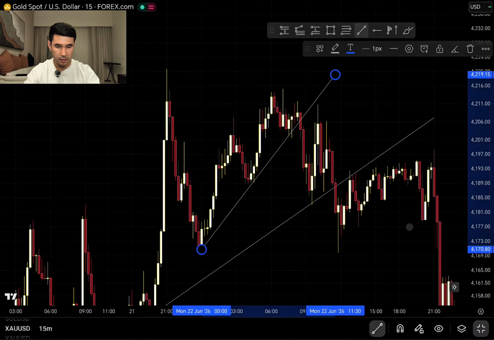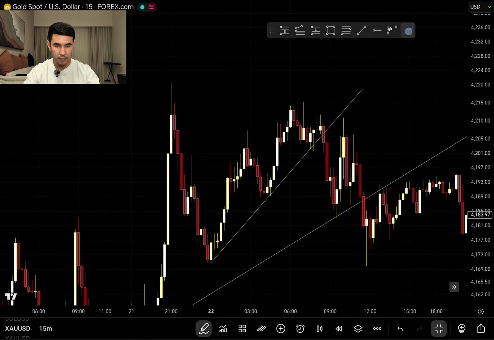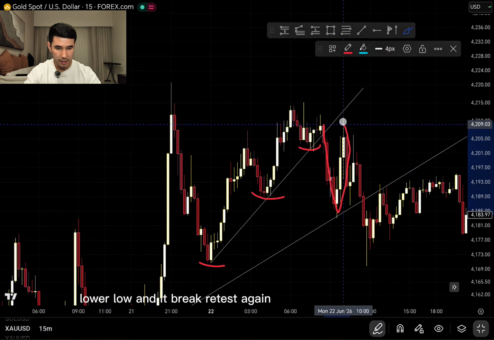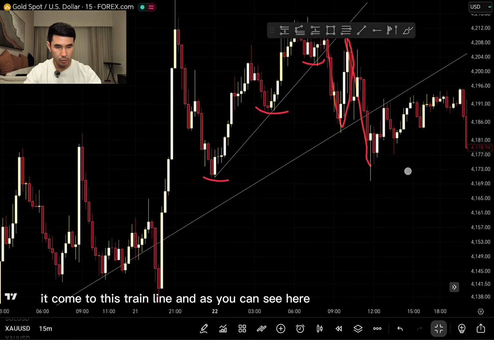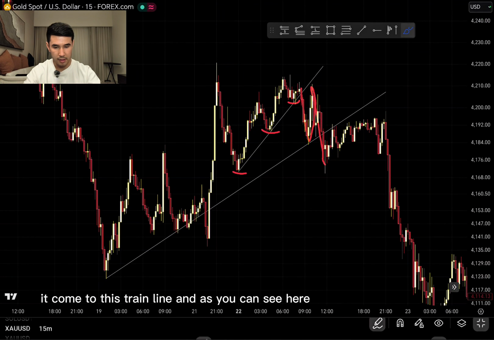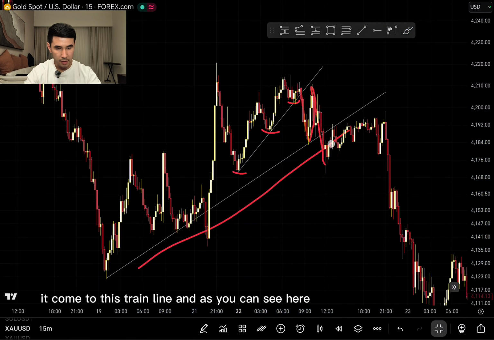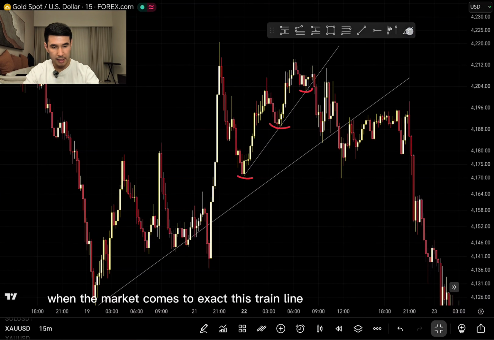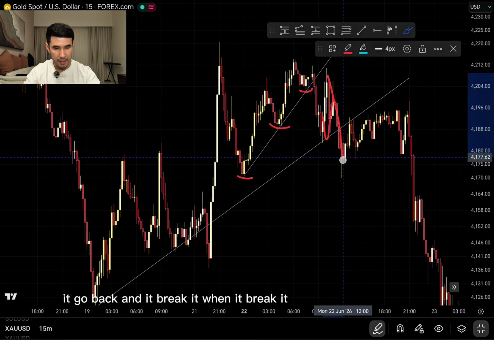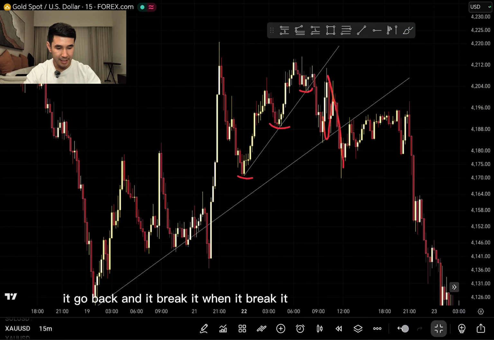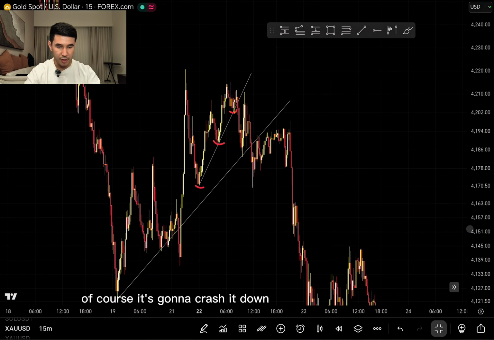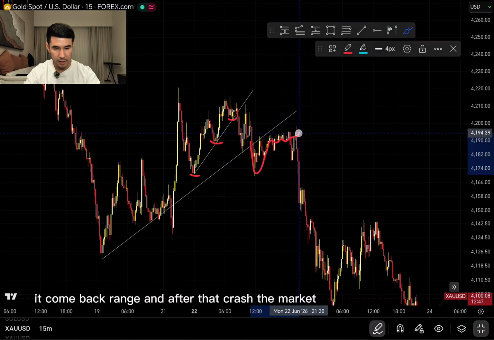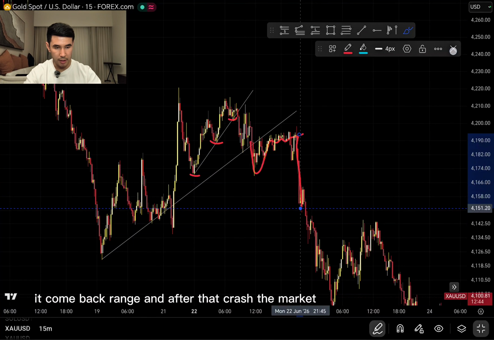You can see here, this is a lower low, lower high, lower low, and it breaks, retests, and again it comes to this trend line. As you can see here, when the market comes to exactly this trend line, it goes back and it breaks it. When it breaks it, of course it's going to crash down. It breaks the trend line, comes back, ranges, and after that crashes the market.